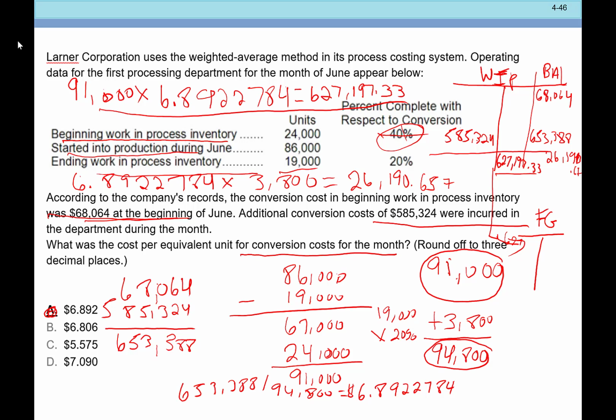Stay away from that number. Watch out when we're using weighted average. You stay away from whatever the percentage completion they gave you of the beginning inventory, right? We assume we did all that work this period.